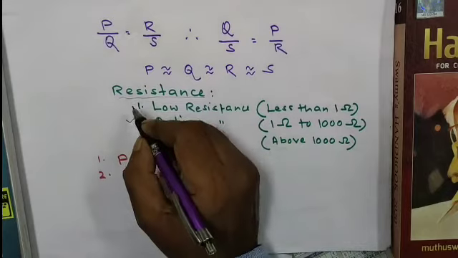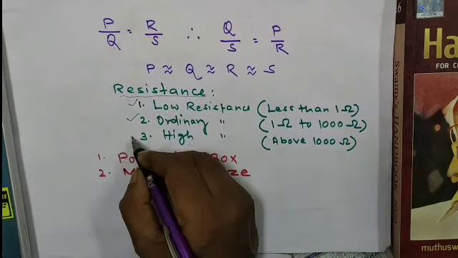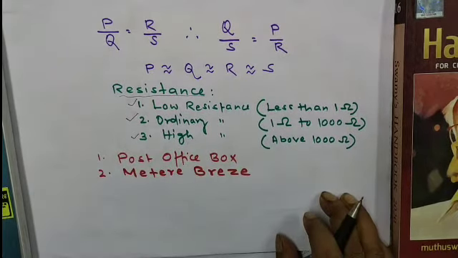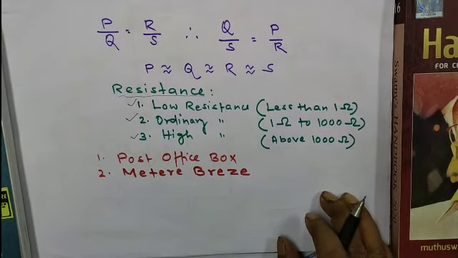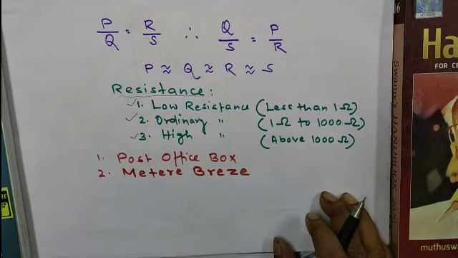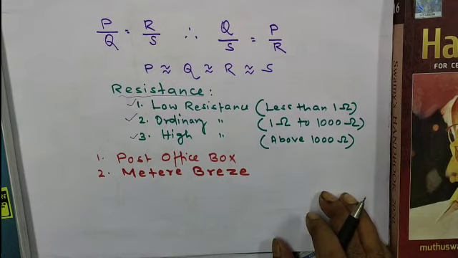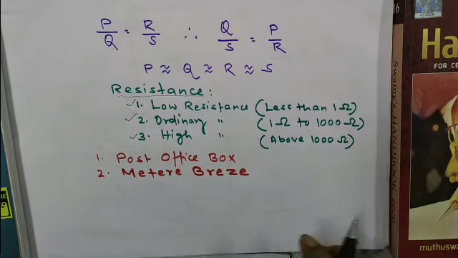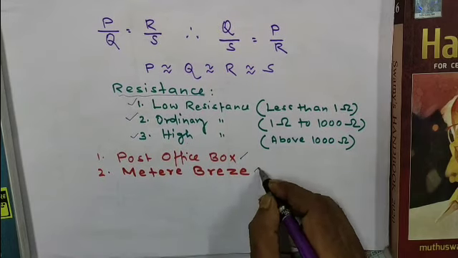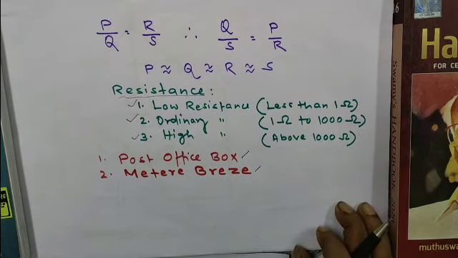But for measurement of low resistance and high resistance, if we apply Wheatstone Bridge, some error will come, and in that case we could not calculate the value of that unknown resistance accurately. Now, applications of Wheatstone Bridge. The Wheatstone Bridge principle is applied in the post office box and meter bridge. We will discuss meter bridge afterwards.